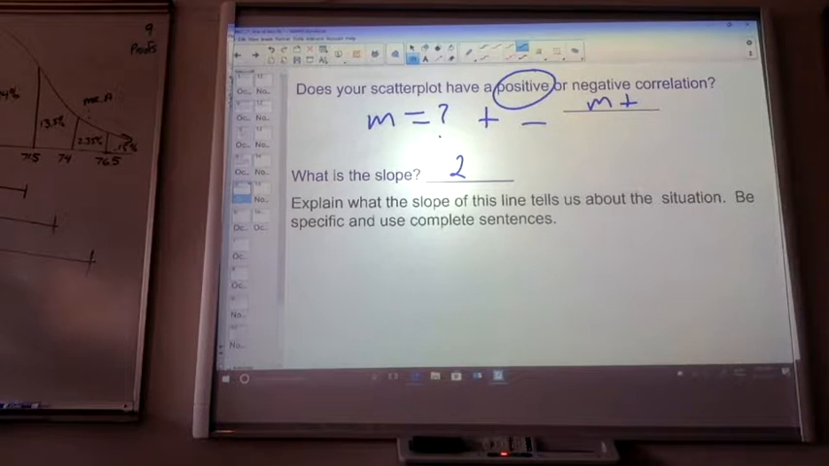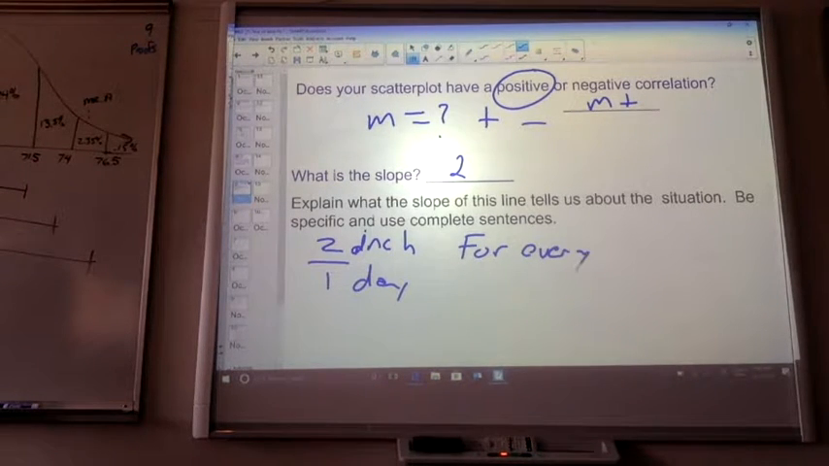Explain what the slope of this line tells us in this situation. Be specific. Use complete sentences. So we know it's 2 over 1. So this is 2 inches over 1 day, inches over day. So for every 2 inches of snow, 1 day takes place.